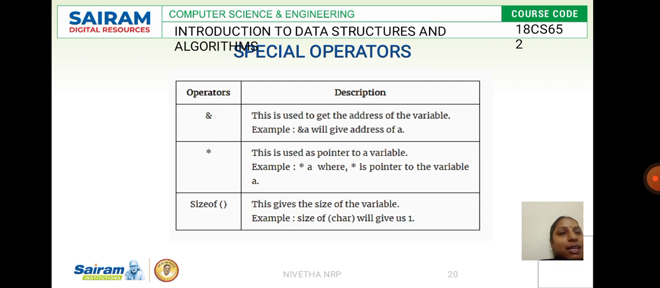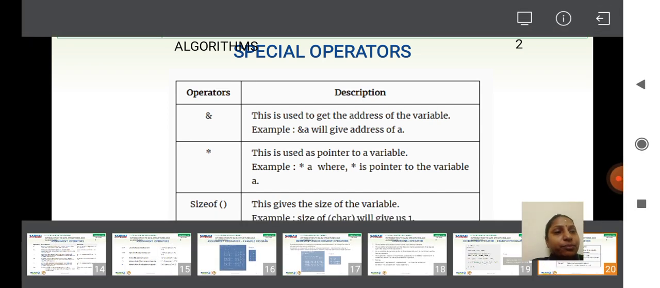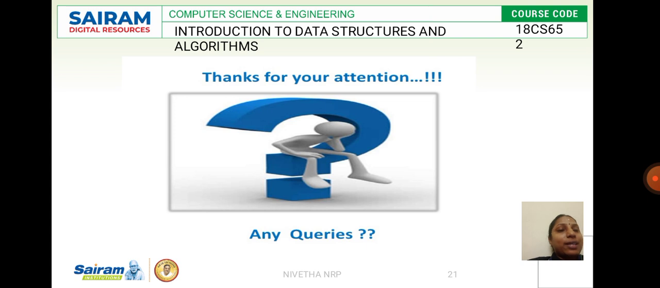When I give star a, it represents that star is a pointer to the variable a, where the pointer is holding. Then the last operator is the sizeof operator, which gives the size of a variable. For example, when I give sizeof a character, it returns the size of a character, which is 1. So when I give sizeof char, it returns the value as 1.